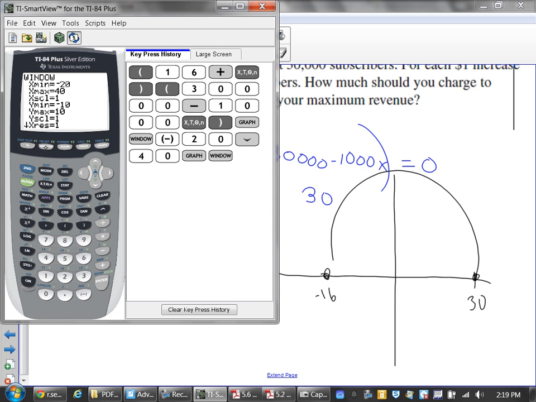Window. Just window? Now, what did you use for your maximum? Oh, you just got the outer parts? What's that? How do you get that graph? All right. See that?